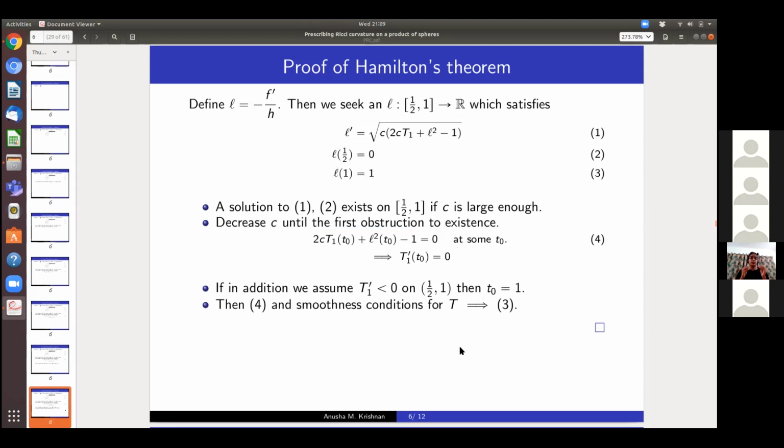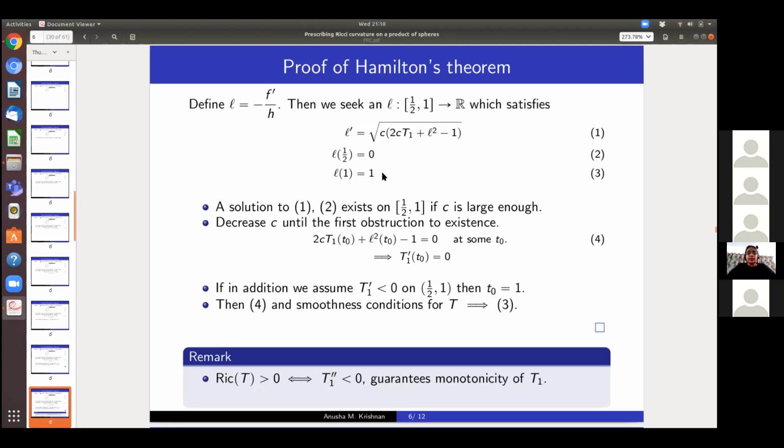Again, his idea is to start off the solution. If the parameter C is large enough, you can start off the solution and keep decreasing C till you reach the first obstruction to existence. And there, the monotonicity conditions help you to show that the obstruction to existence must have happened at the end point of the interval. And then finally, using smoothness conditions for T, which is itself a smooth metric, that gets you back the final other boundary condition. And that's a sketch of Hamilton's theorem. I wanted to present it because the functions here are less complicated than what we'll be talking about, and so this gives a good idea of the general strategy or the plan for the proof.